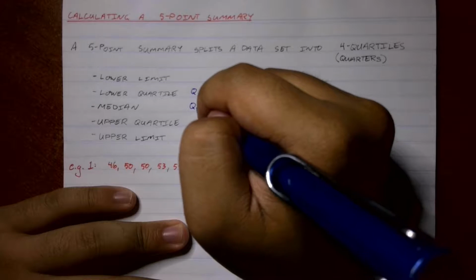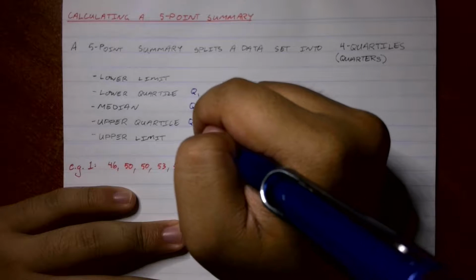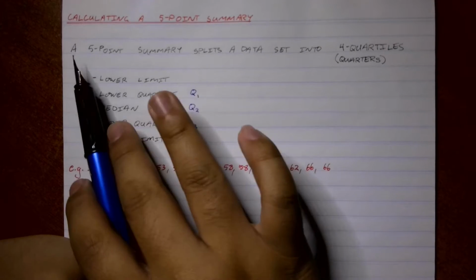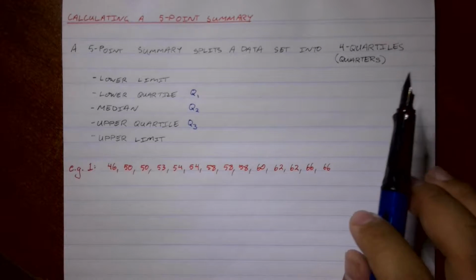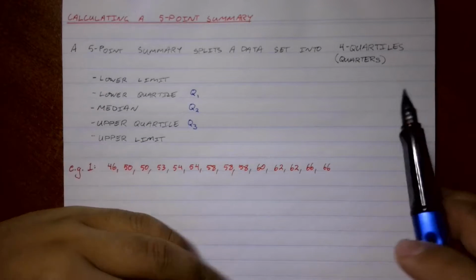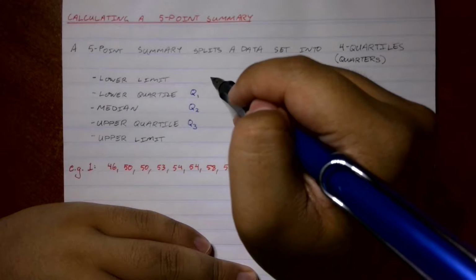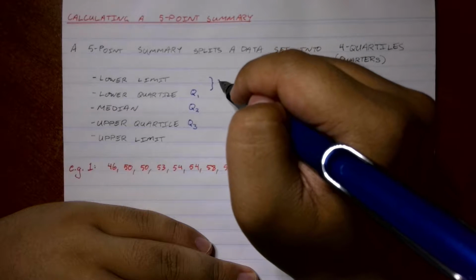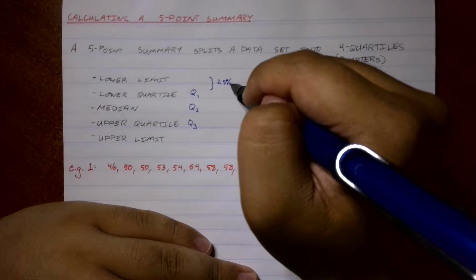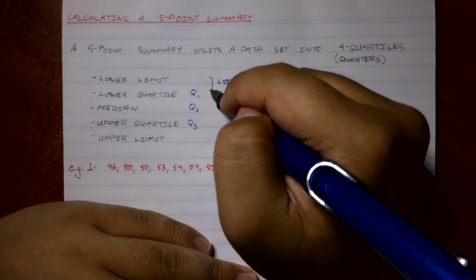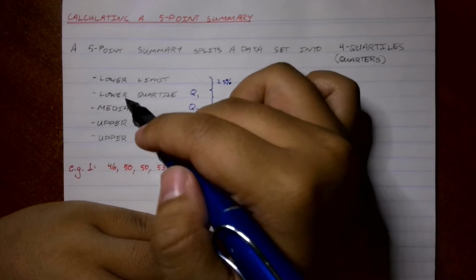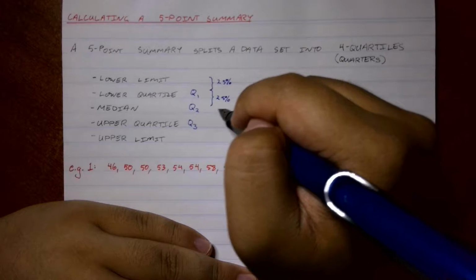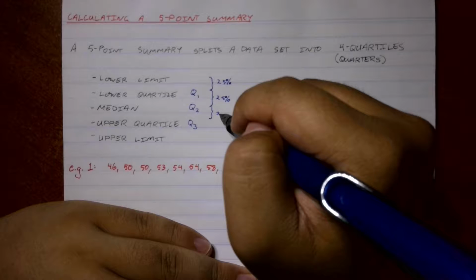Q1, Q2, and Q3. And since the 5-point summary splits the data into 4 quarters, all the numbers in between the lower limit and the lower quartile make 25% of all the data. Similarly, all the numbers between the lower quartile and the median make 25% of the data, and so on.